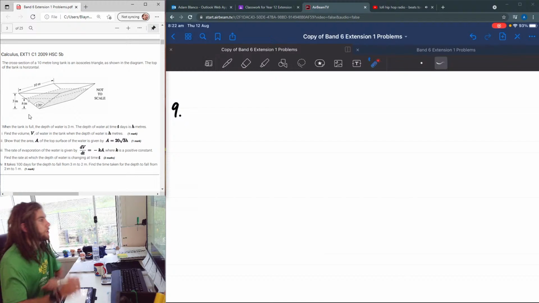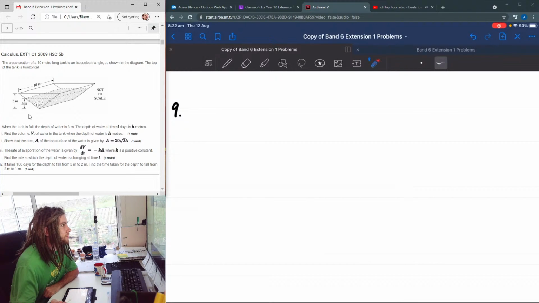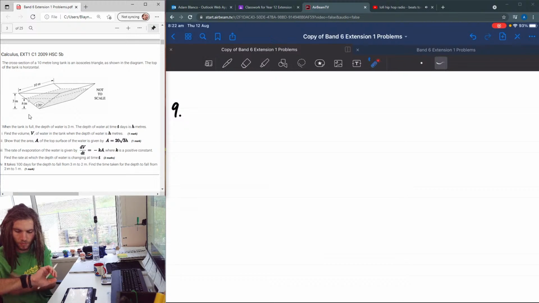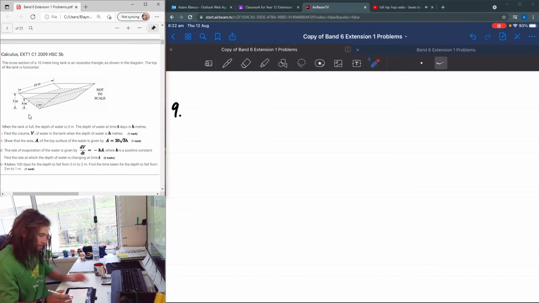Okay. When the tank's full, the depth of water is 3. The depth of water at time t days is h meters. Find the volume of the water when the depth of the water is h. Okay.